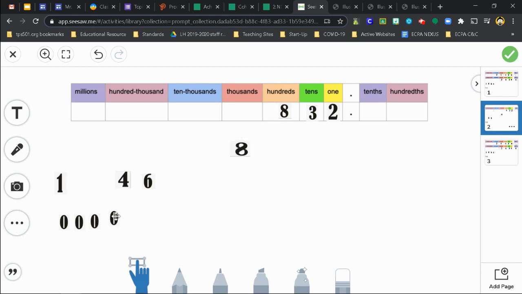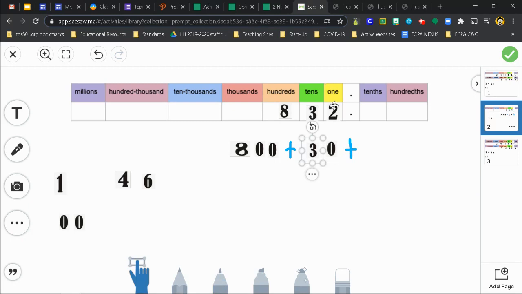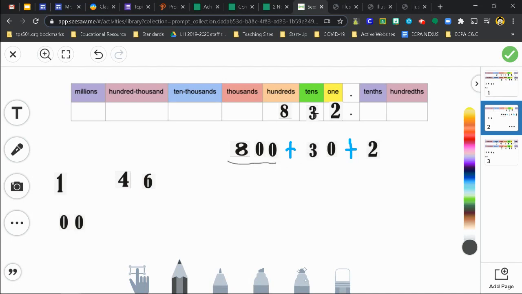800s, so that looks like this. 800, and it's plus 30, 30 plus 2. So we see here that 832 is 800s. Three tens, and we know three tens, it would be 30, and then two ones. Two ones, which is two.